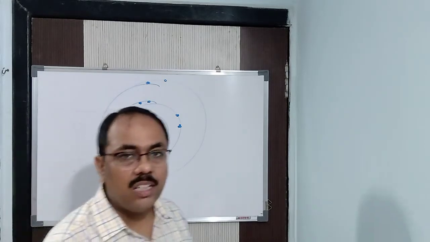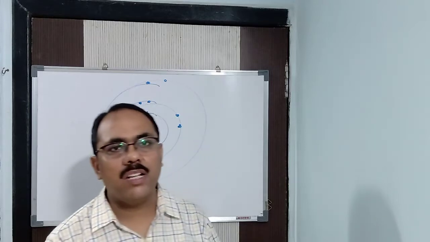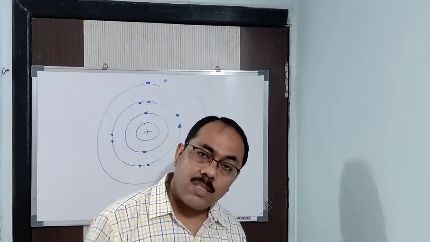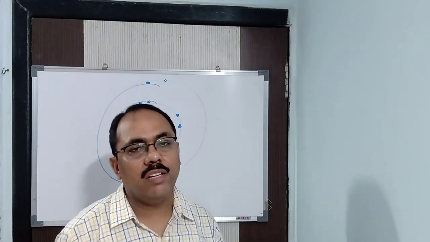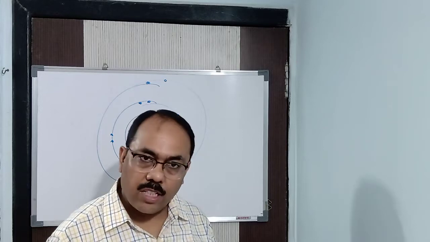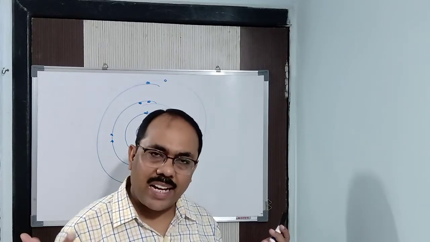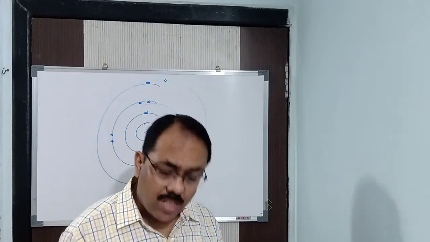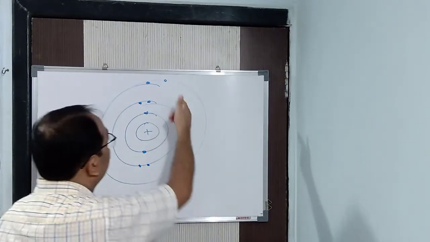It acts like a shield, it acts like a screen because the repulsion takes place. So this particular effect is known as screening effect or shielding effect. Now, very simple it is. The electrons which are present in the innermost shell act like a screen or a shield to the electrons which are present in the outermost shell. It does not allow the electrons present in the outermost shell to come nearer to the nucleus.